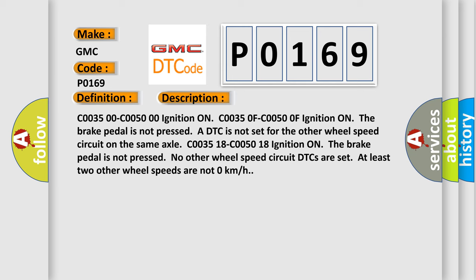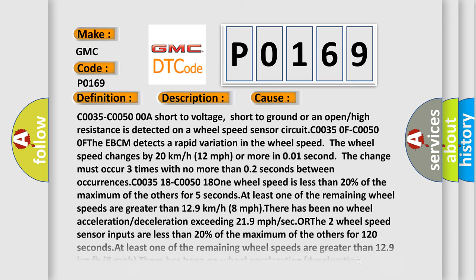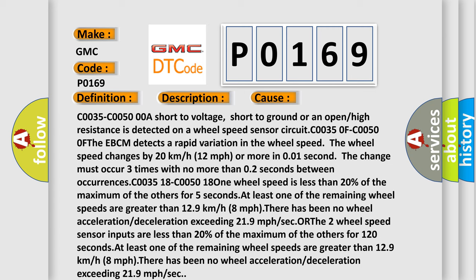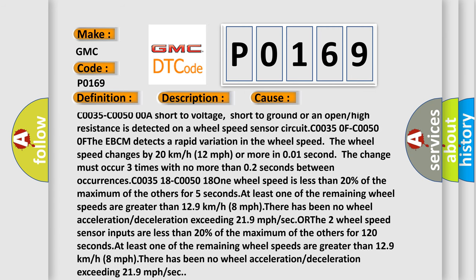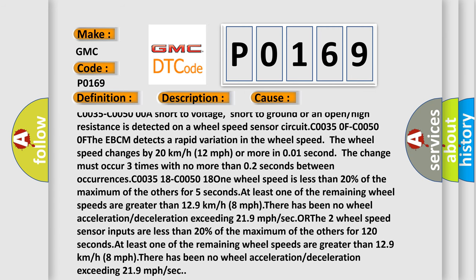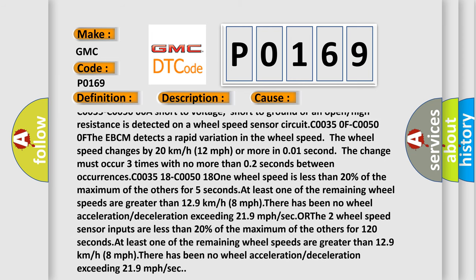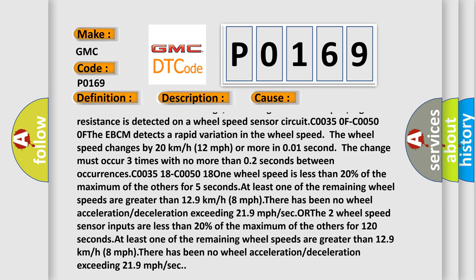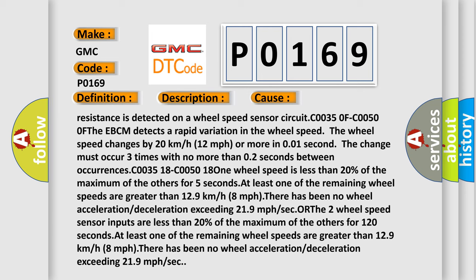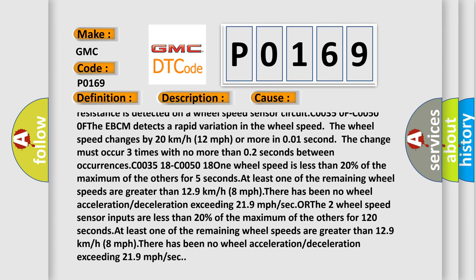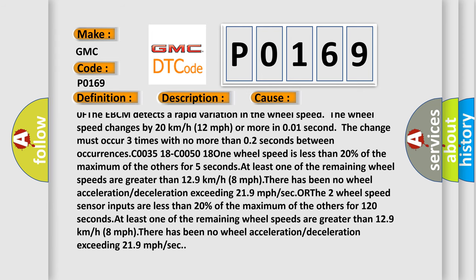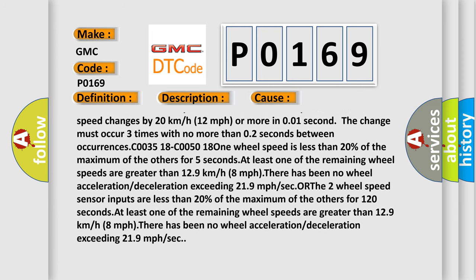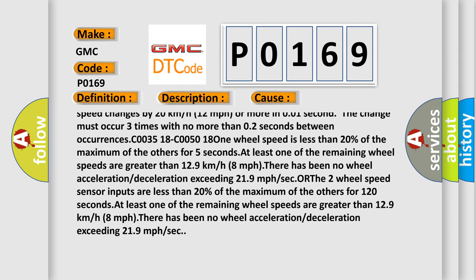This diagnostic error occurs most often in these cases: a short to voltage, short to ground or an open or high resistance is detected on a wheel speed sensor circuit. The EBCM detects a rapid variation in the wheel speed. The wheel speed changes by 20 km/h (12 miles per hour) or more in 0.01 second. The change must occur 3 times with no more than 0.02 seconds between occurrences.